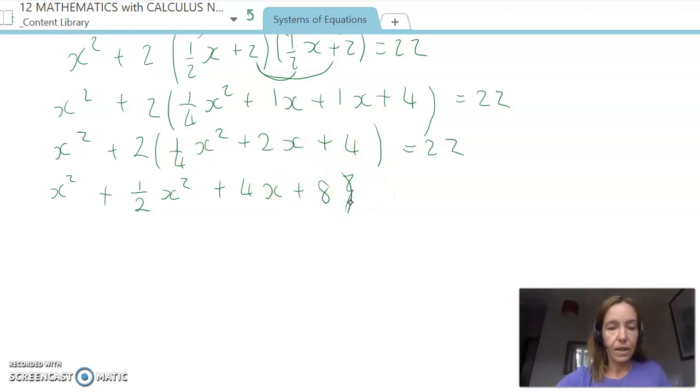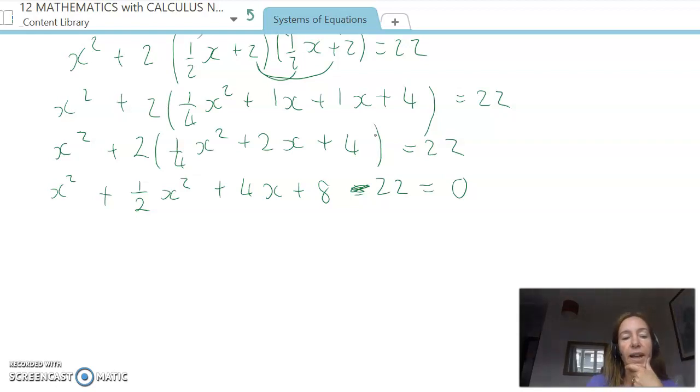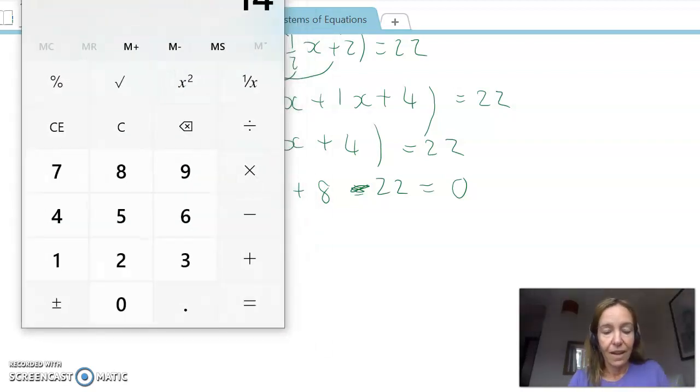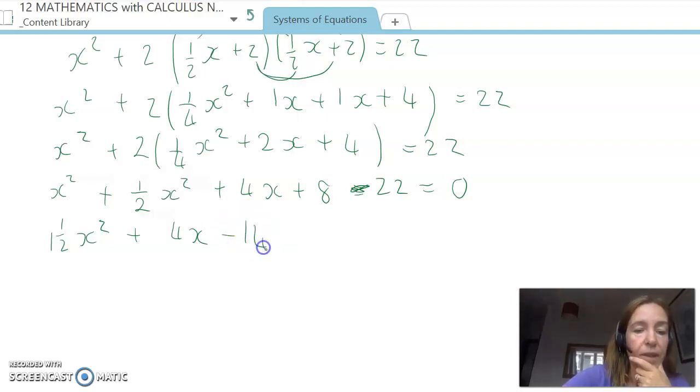Sorry, I do not need a bracket there. I'm just going to take my minus 22 over. So I've just taken the 22 over to that side as well. And now I just need to add all my like terms. So I've got x squared plus a half x squared, which is 1 and a half x squared, plus 4x, and then 8 minus 22 is negative 14 equals 0.